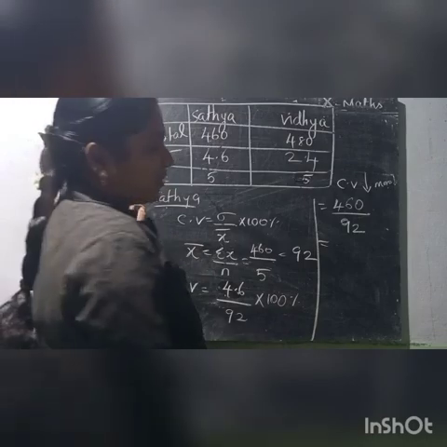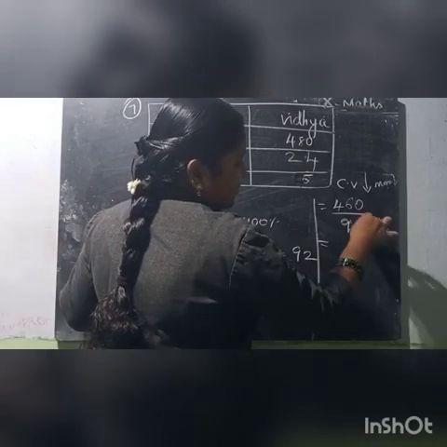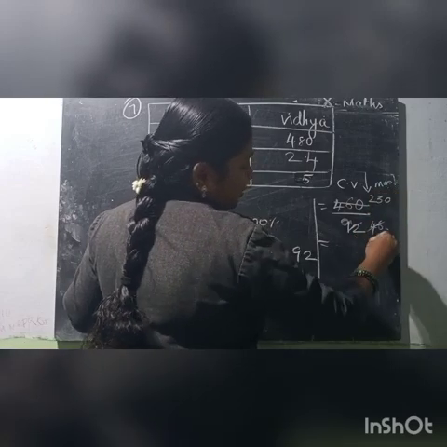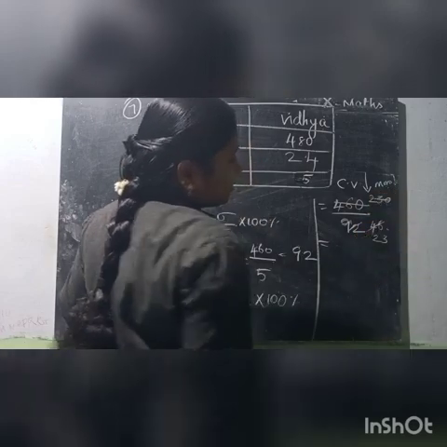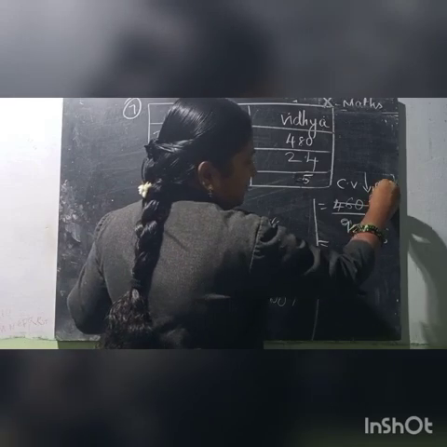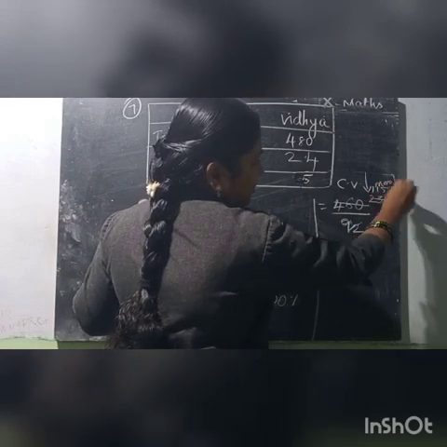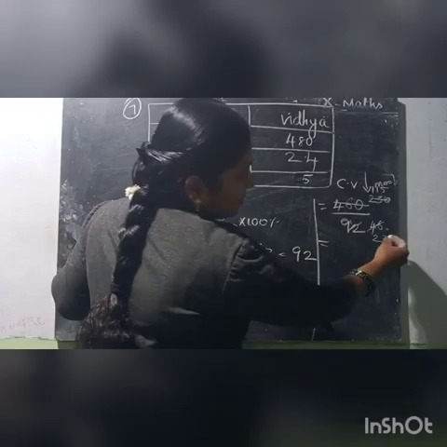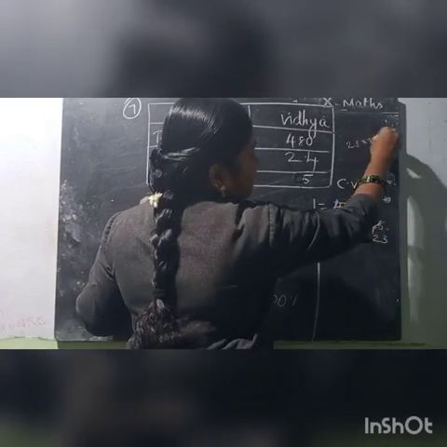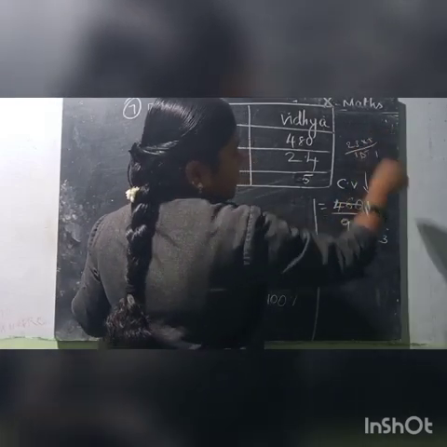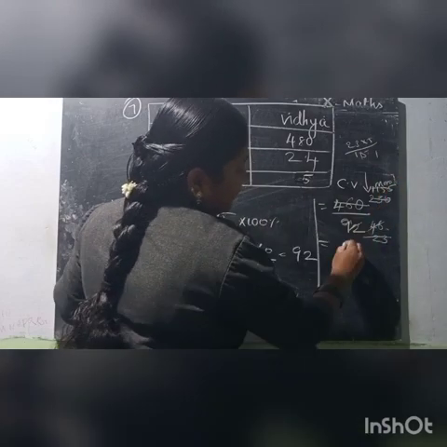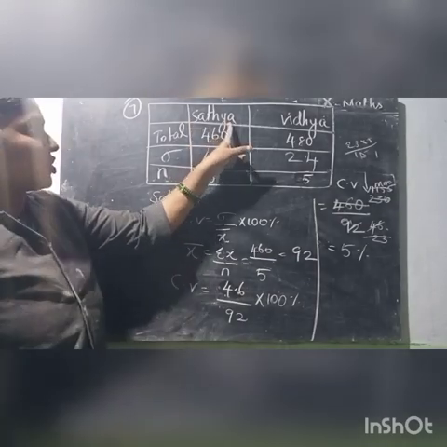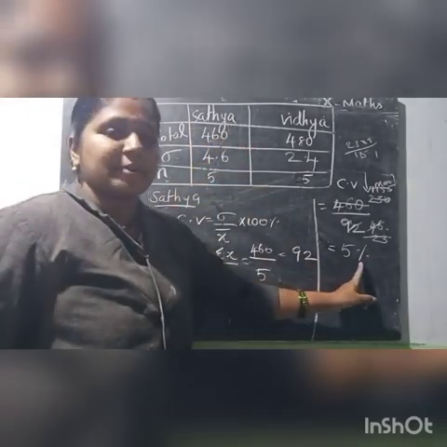Now we cancel by 2 table: 2 times 230. Again the 2 table, 23 here. Then 23 times 5 is 115. So 5 times. 5 3s are 15, 5 2s are 10. So 5 times. So 5 percent. Satya's coefficient of variation value is 5 percent.